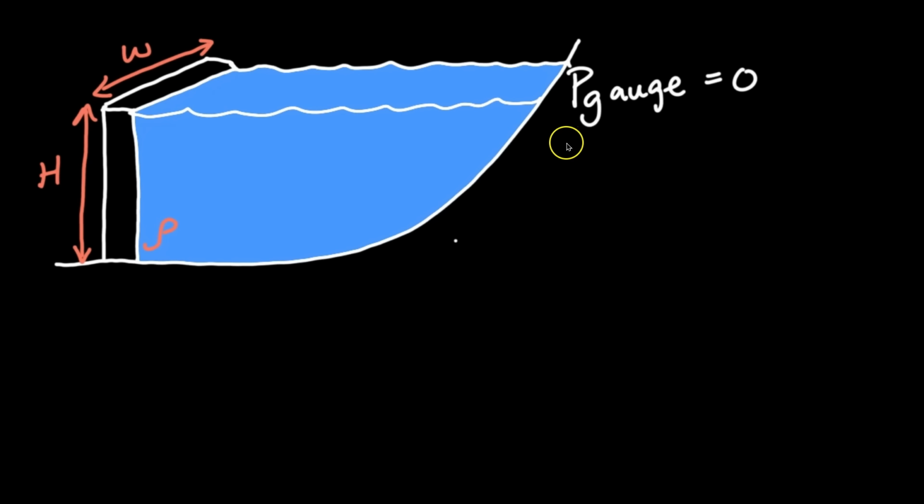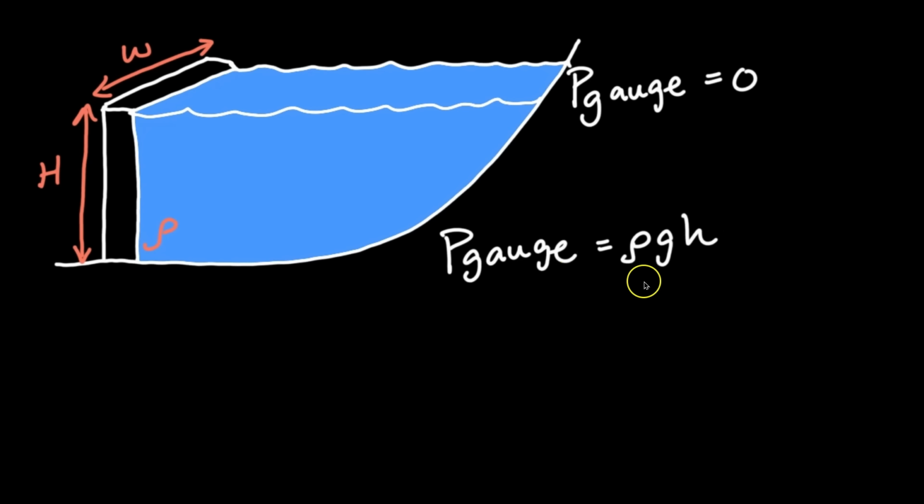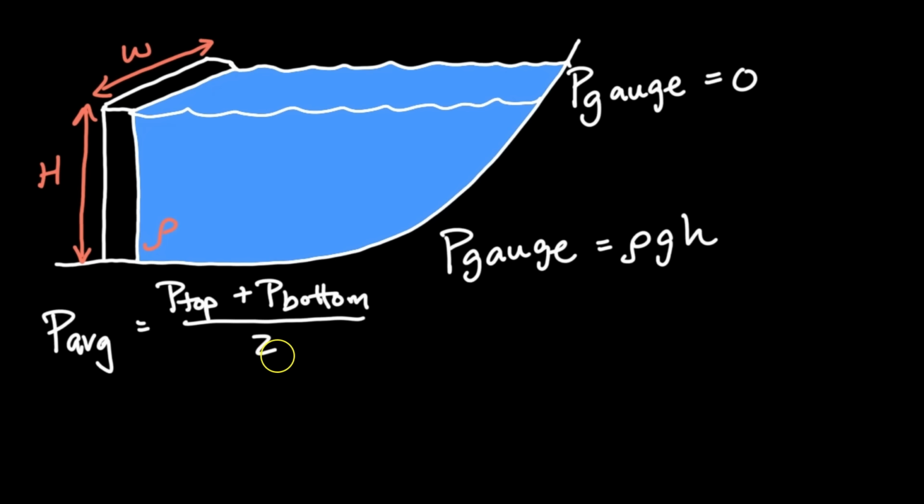The reason we're not using the absolute pressure is because the atmospheric pressure from above the fluid and the atmospheric pressure from outside of the wall will cancel out. So what matters here is the gauge pressure. And the gauge pressure is what is above or below the atmospheric pressure. So at the surface of the fluid, the gauge pressure is equal to 0. At the bottom of the fluid, the gauge pressure is rho gh. Because pressure varies linearly with depth, the average pressure is equal to the pressure at the top plus the pressure at the bottom divided by 2.